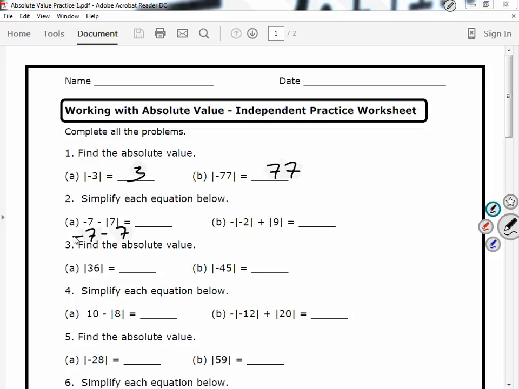Alright, so how much is negative 7 minus 7? What is it? No, negative 7 minus 7, how much is that? Not 0. Negative 14.